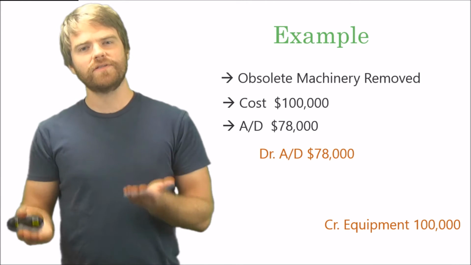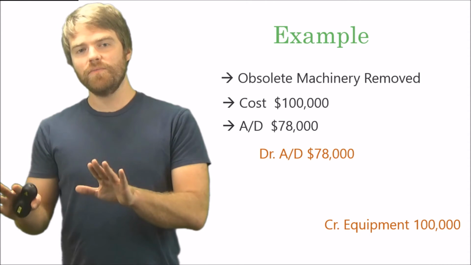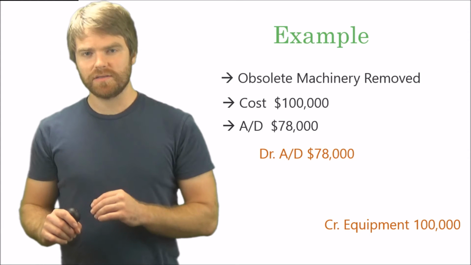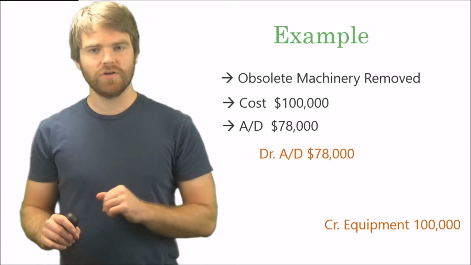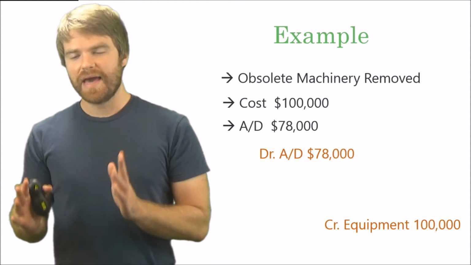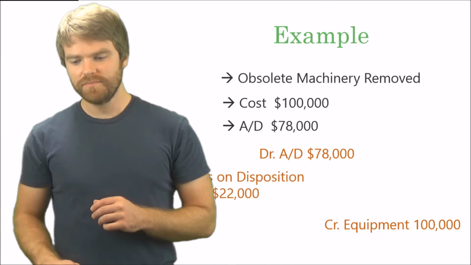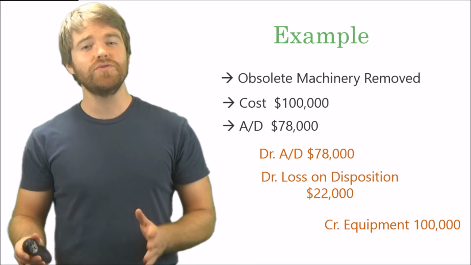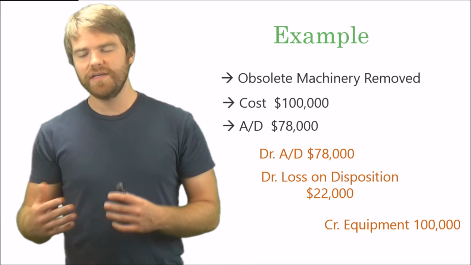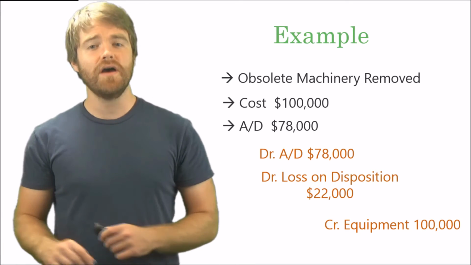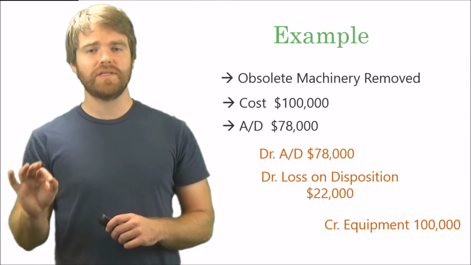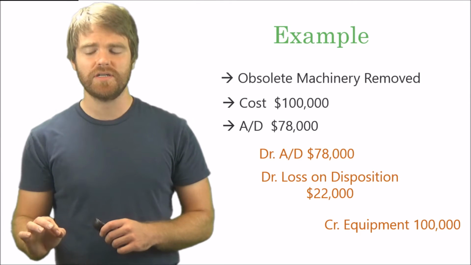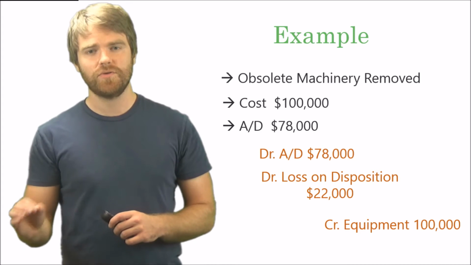So what's the difference here? Notice, these numbers are not equal. Debits don't equal credits, but they have to. That's Journal Entries 101. They have to equal each other. So you would debit loss on disposition because you're losing money, because you're getting rid of it before you fully used it up. So you have to debit what they call a loss on disposition for the difference, 22 grand.